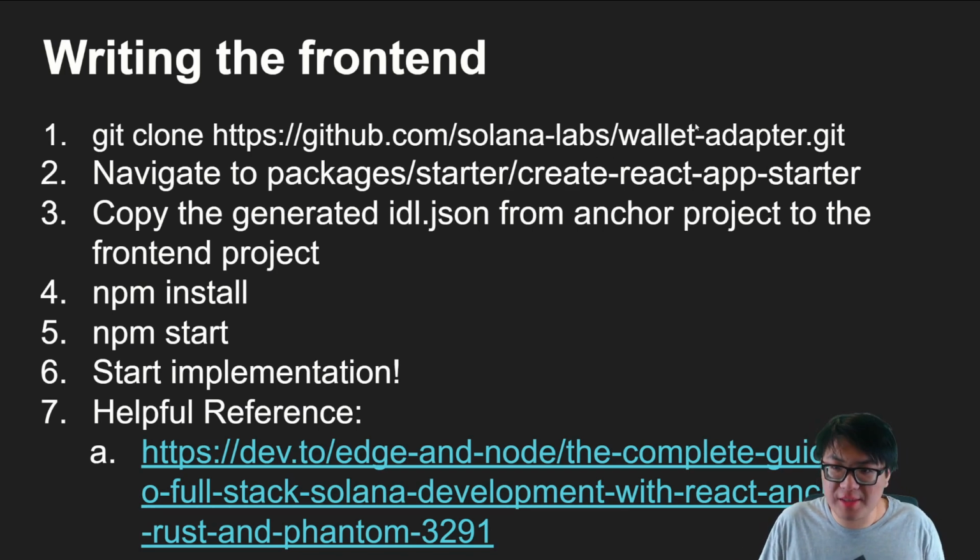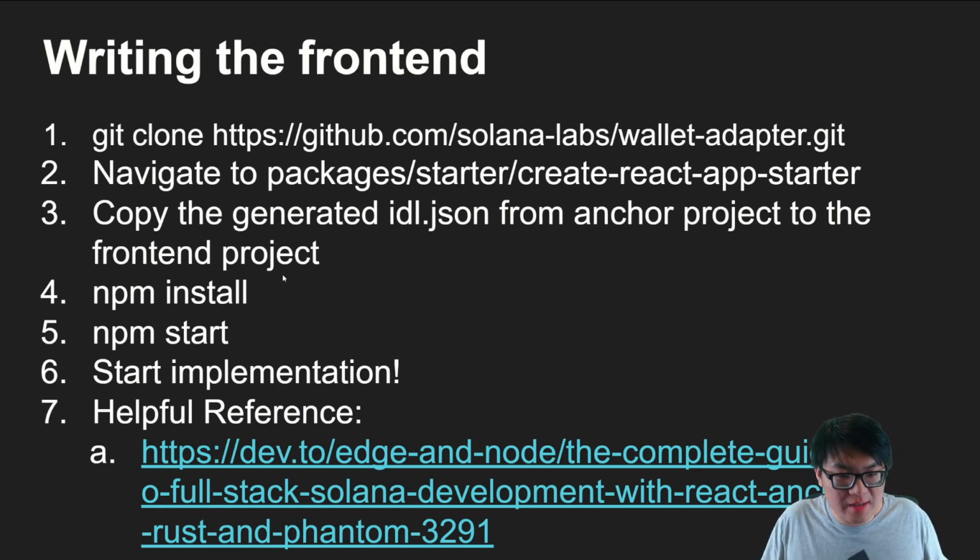So we git clone to get the repo. We're going to navigate to that project, and there's a lot of projects inside this repo, by the way. And then once we're in that project, we will use the generated IDL.json that we created, our basic one.json from the Anchor project, and we're going to just create a copy of it on the front end. And then we'll do an npm install to get all our dependencies, npm start to kind of run an example, and then we actually start implementing our code.